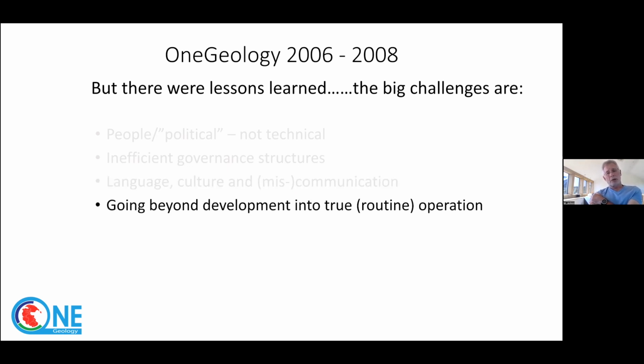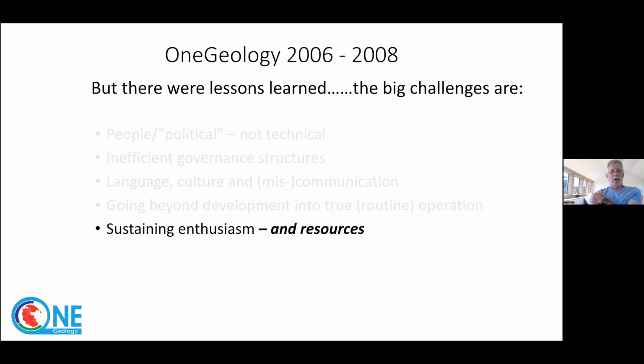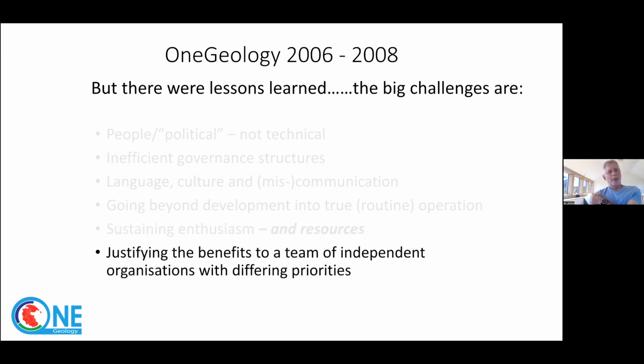We still struggle. I say we, I'm no longer part of it, but going beyond the development into true day-to-day transactional operation is something nobody thinks about. So the money doesn't stop being spent once you're on the implementation phase. It goes on and on and on. And you may as well tell your manager, CEO that you're not going to stop begging for money, because you're going to continue to need money a long time. Sustaining it and the resources, same point.